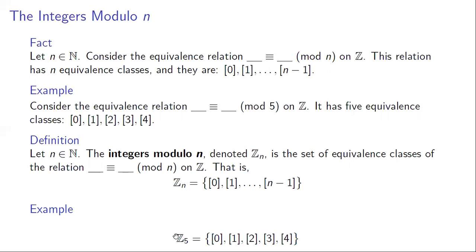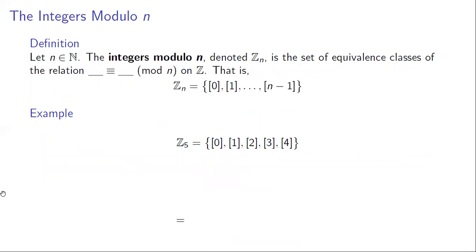For example, Z sub 5 is the set containing 5 equivalence classes, the 5 equivalence classes of congruence mod 5. So that would be the equivalence class of 0, the equivalence class of 1, equivalence class of 2, equivalence class of 3, and the equivalence class of 4. So that is Z sub 5. But this is, of course, a more general thing, Z sub n, for any natural number n.